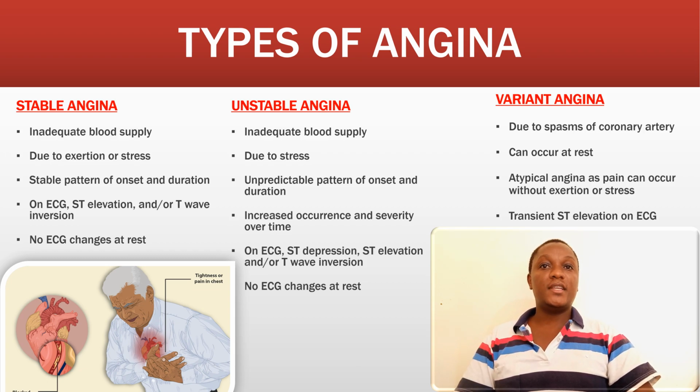The other type of angina is variant angina. This occurs due to spasms of the coronary artery. It can occur at rest. It is the atypical angina as pain can occur without exertion or stress. On ECG, there can be ST elevation.